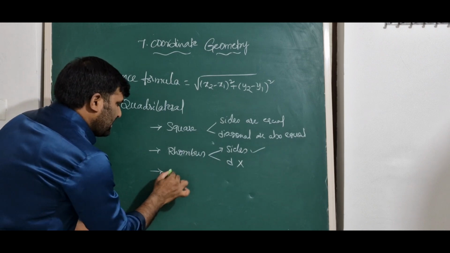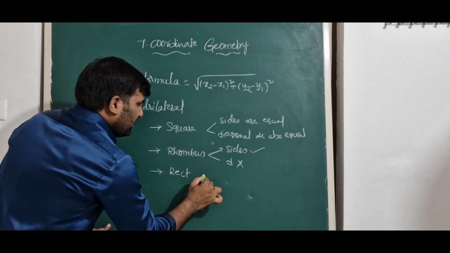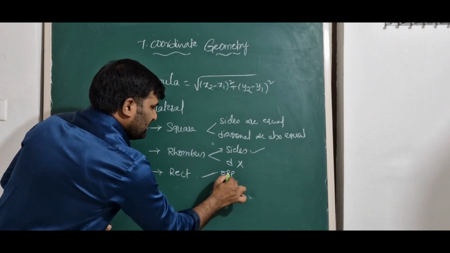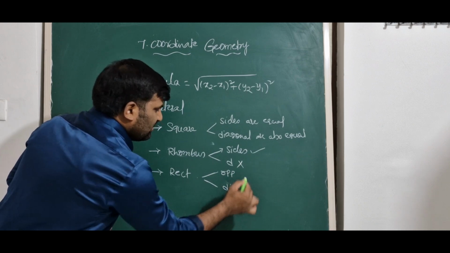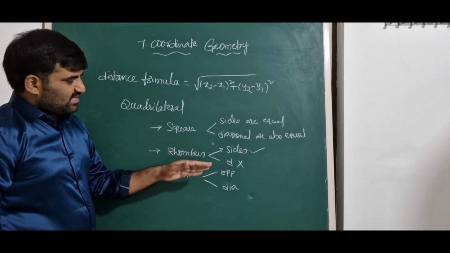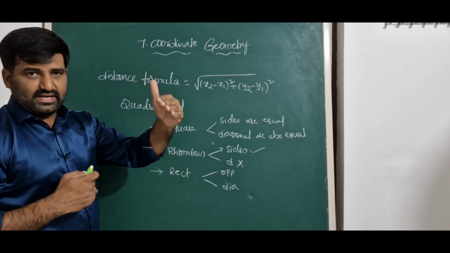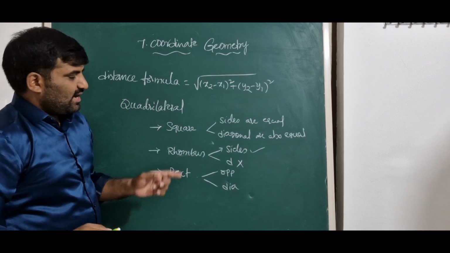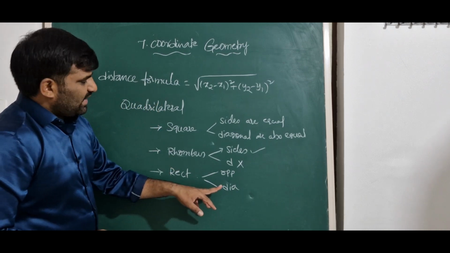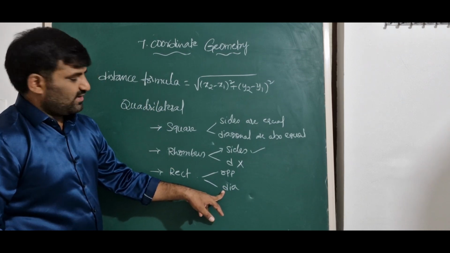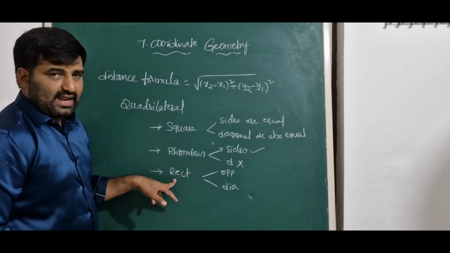Next, rectangle. In a rectangle, opposite sides are equal and diagonals are also equal. Diagonals and opposite sides are equal. That means AB is equal to CD, AD is equal to BC, and AC is equal to BD for a rectangle.